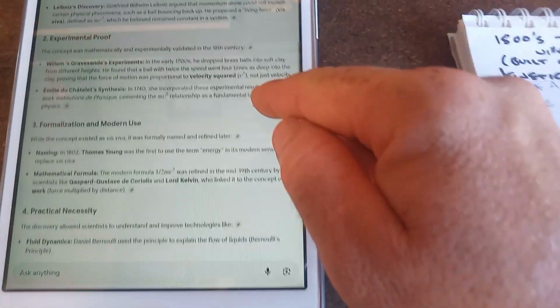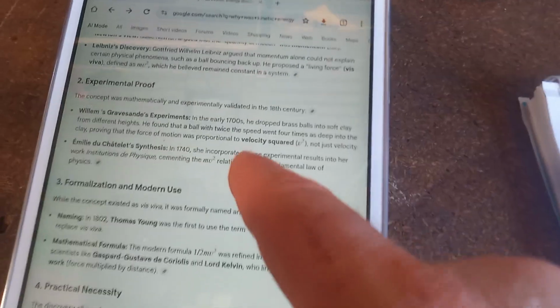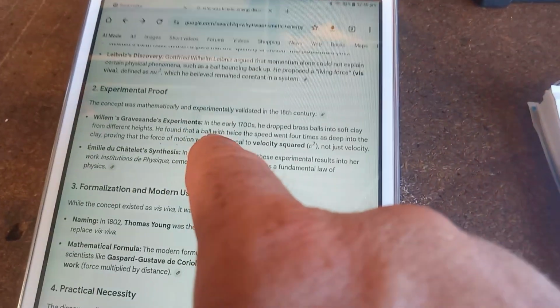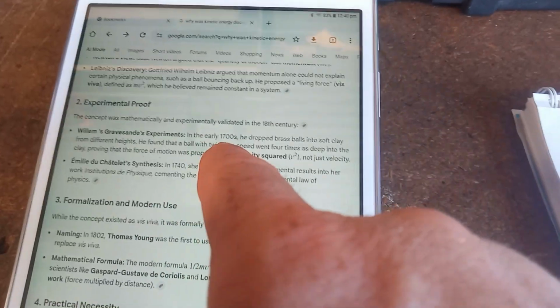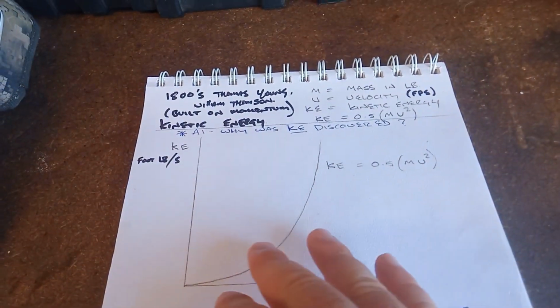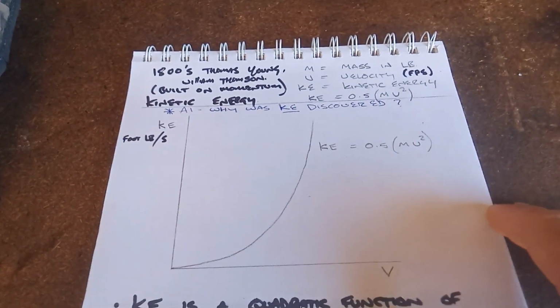As it was said over here in the AI, with artificial intelligence, we've got a link here to William Gravesande's experiments, where he found that a ball with twice the speed went 4 times as deep. We can see a similar nature presented in the equation that we get, or the graph that we get for kinetic energy.